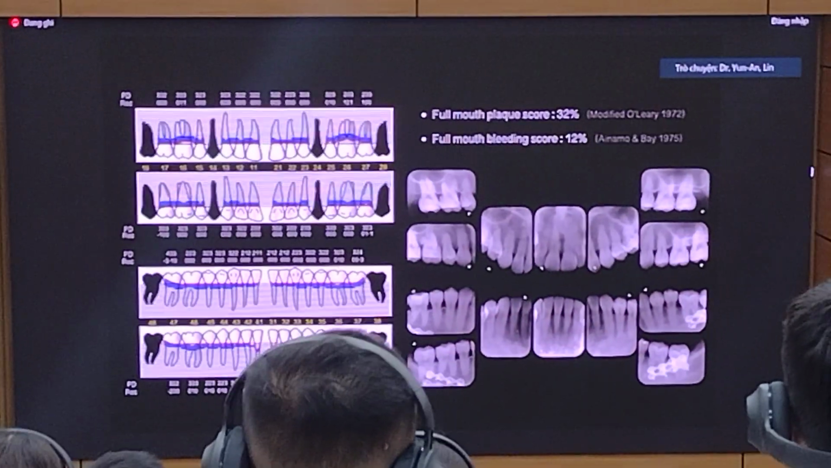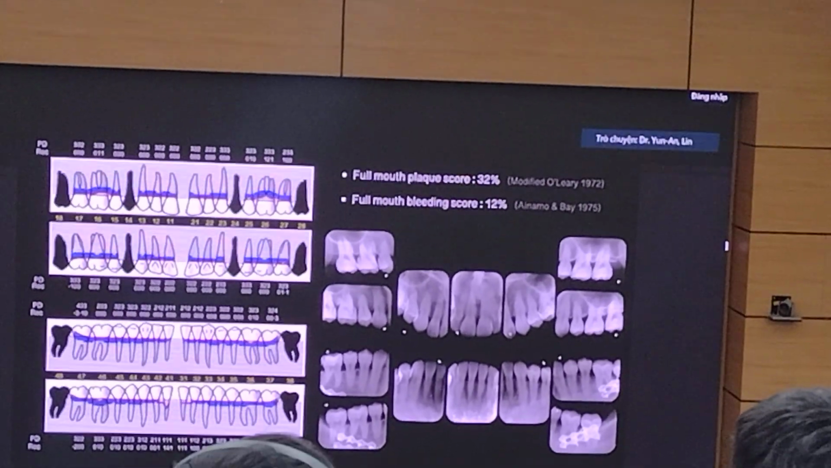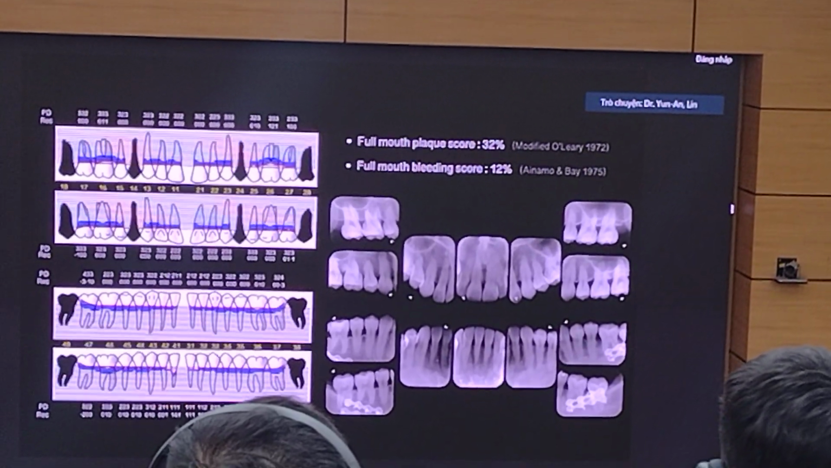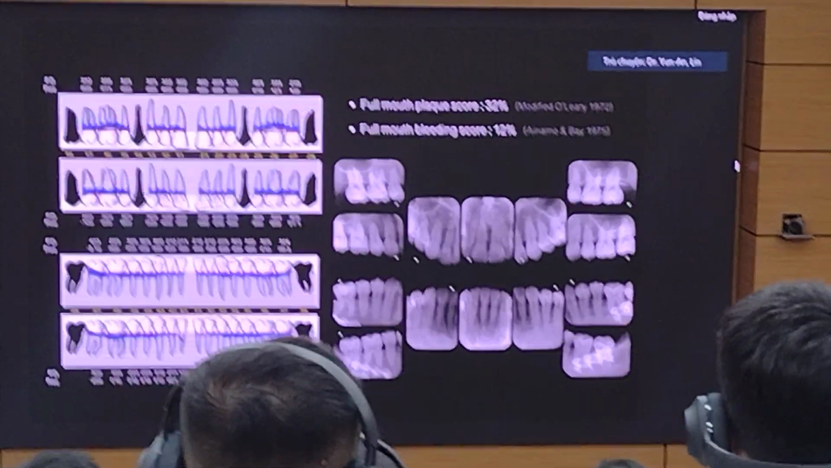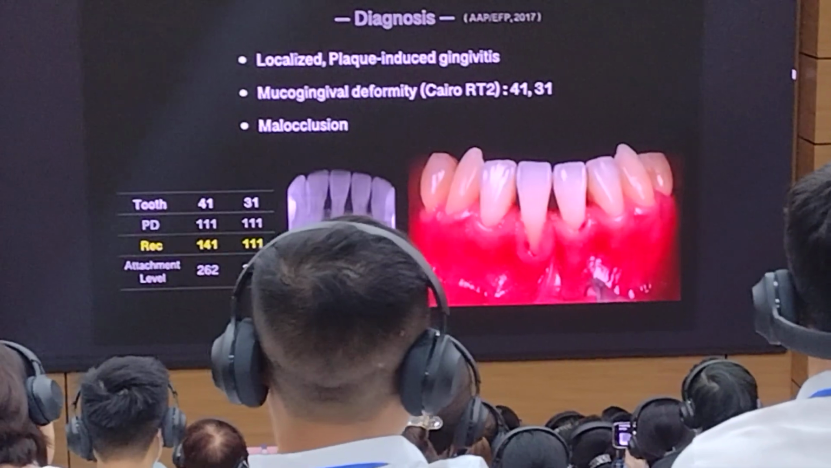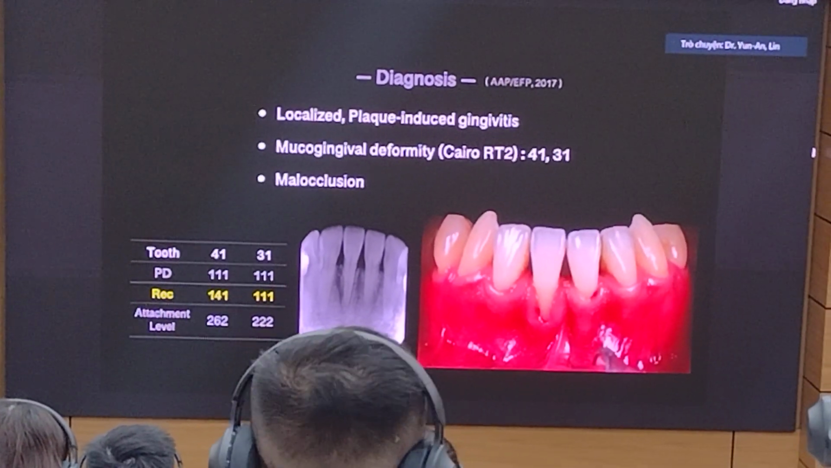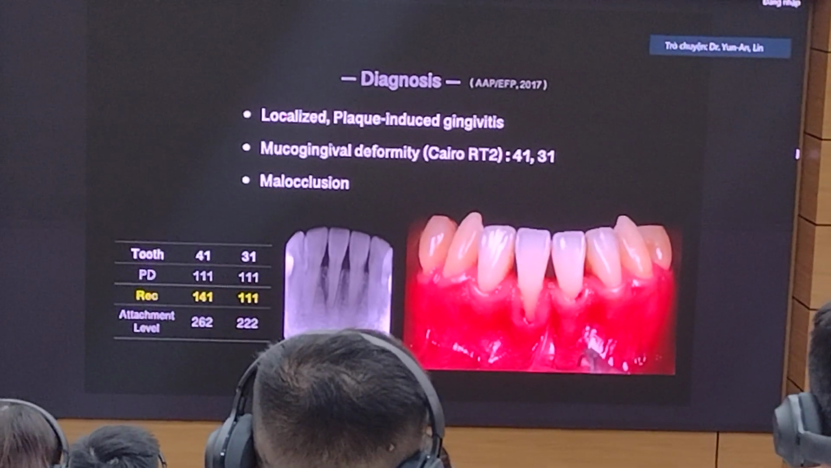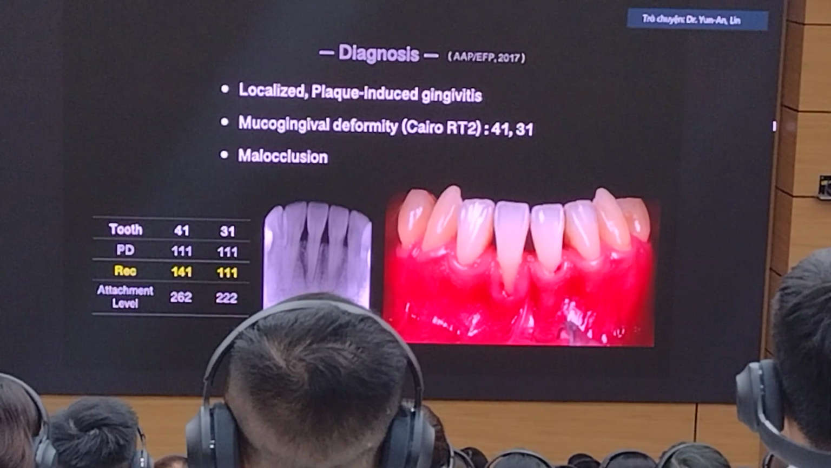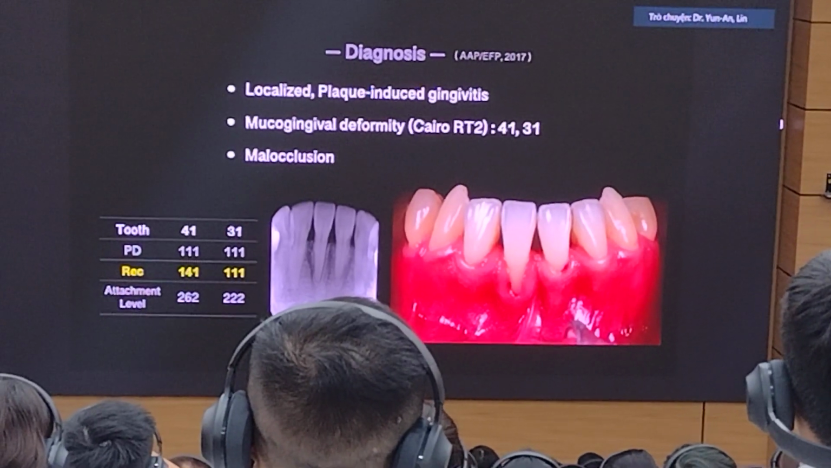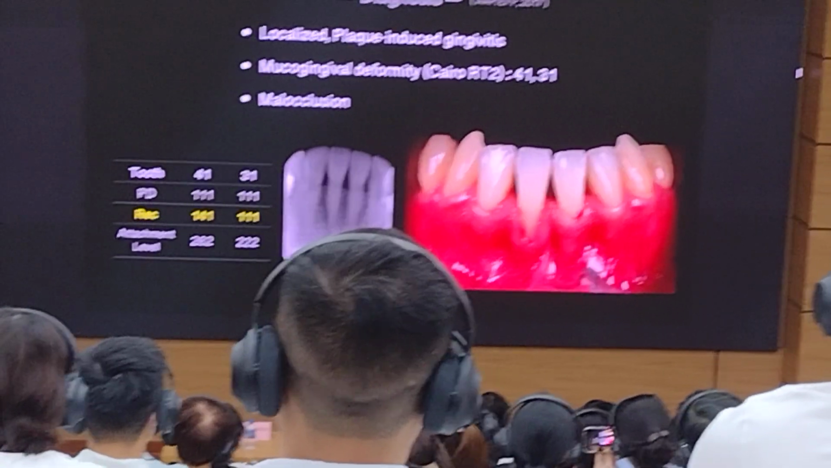The charting data revealed that there was no probing depth greater than 5 millimeters. The full mouth plaque score was 32% and full mouth bleeding score was 12%. As a result, the diagnosis was localized plaque-induced gingivitis, buccal gingival recession over mandibular central incisors, and malocclusion with anterior open bite.